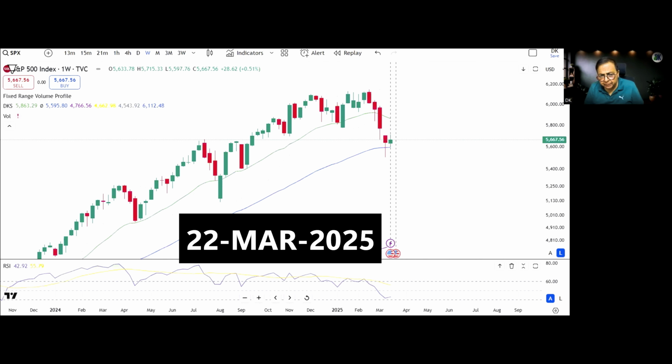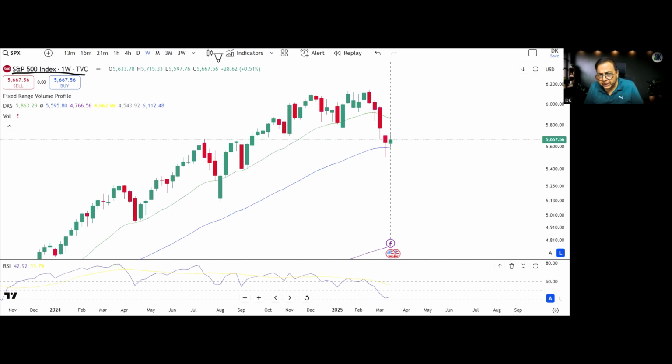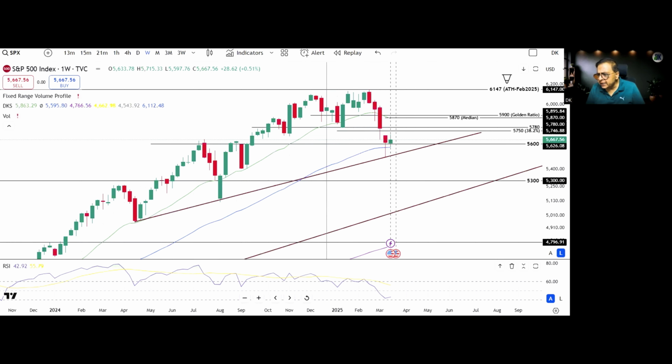This is the weekly price chart of S&P 500 index. The index finally closed in the last week at 5,667.556, and hence it was bullish marginally by 0.51%. Now it has made an all-time high over here, and this correction has started. This correction is approximately around 10.5% from the peak it has made. So all-time high for S&P 500 is 6,147, which it made in February 2025.